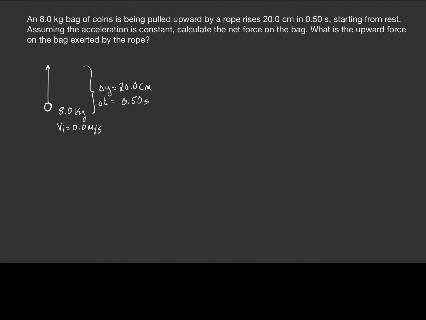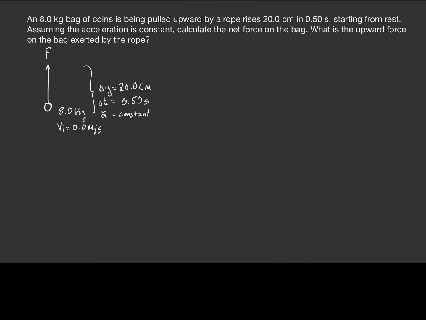All right, so assume the acceleration is constant. So we know that there will be a force. We know that there's going to be a force here going upward. Now let's assume that this acceleration is constant. So we're going to say that our acceleration is a constant. Whatever that acceleration is, it is constant.